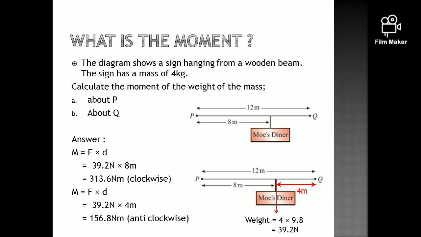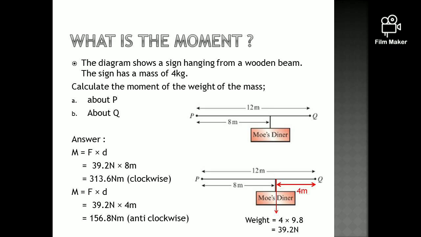In this question, the diagram shows a sign hanging from a wooden beam. The sign has a mass of 4 kilograms. So to find the moments, we need its weight. So we know that weight is equal to mass into gravity. Calculate the moment of the weight of the mass about P and about Q. So there are two different questions. With that, if you work out, you can understand that the weight is 4 into 9.8, that is 39.2.